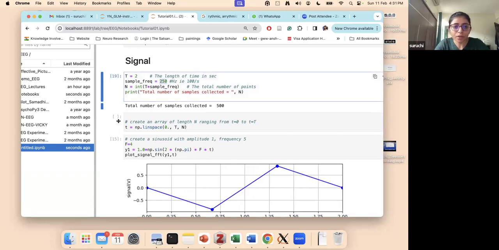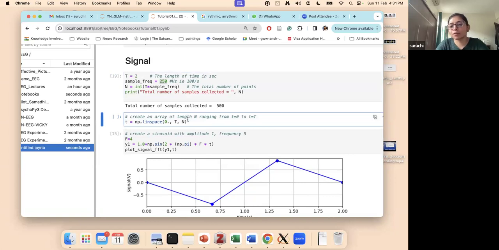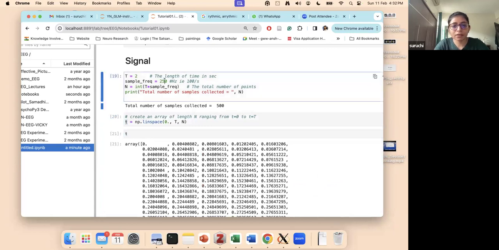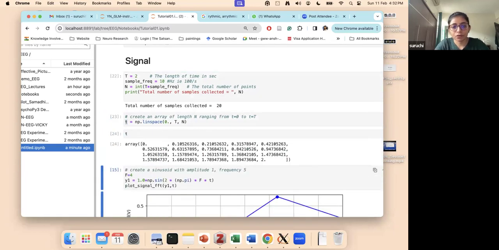As simple as that. Now next thing I'll do, for if I want to make any plots and see what it looks like, I'm going to create an array between 0 and 2 seconds, 0 to t. And the number of data points is the same as this, 500 samples I've collected in 2 seconds. So I'm just creating an array like this. You can print it and see. And if I had, let's say, 10 here, you'd have collected 20 samples, so it goes from 0 to 2 seconds divided into 20 parts. That is the time at which we did the measurements.